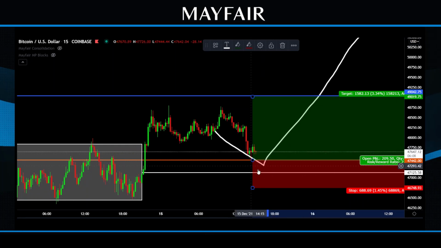So I think you've got a couple of options. You've got the local being this white level. You've got the bigger consolidation being the orange. And I think right now we've got a nice little bit of a rejection off the orange. So I'd be looking for the character traits around this.